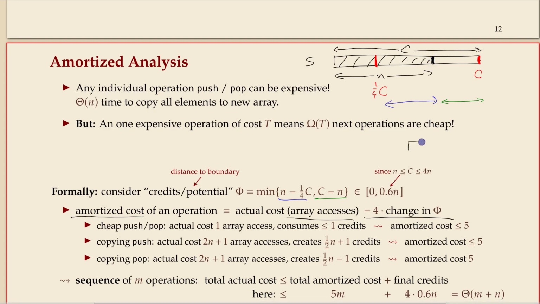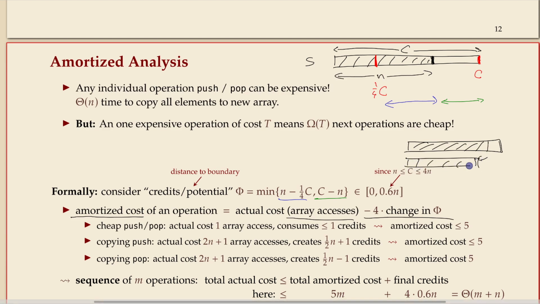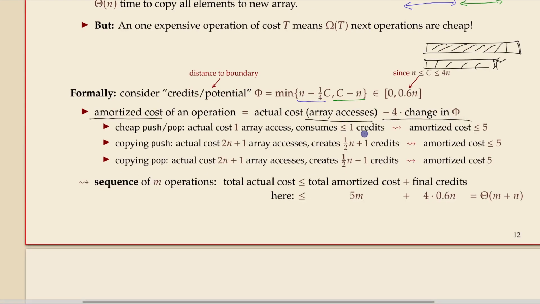But if I have something like this, the array is almost full, but I remove an element. So now the new fill is only up to this point. I've actually increased the potential. But that's all right. In the worst case, we are one step closer to the boundary. And so the potential might shrink by 1. If you multiply that by -4, it means a +4. Okay, so the amortized cost is at most 5. And the units here are just array accesses, if you want.